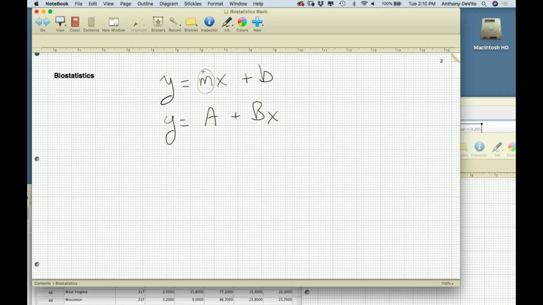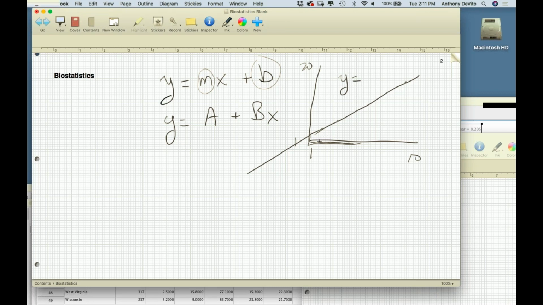Anybody remember what m stands for? That's the slope of the line. And what does b represent? That's where it crosses the y axis, the y-intercept. Let's say 10 on x and 20 on y. Here's our line. I'm going to make believe it goes through there. When it goes up 10, it goes up 20. The change in y over the change in x is 20 over 10, which is 2. So the slope is 2.